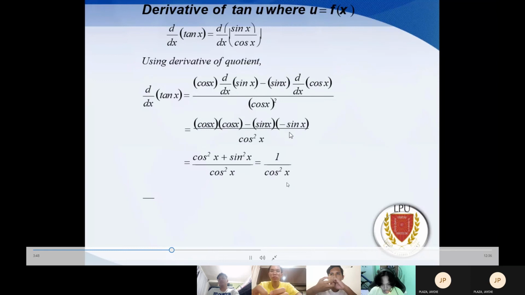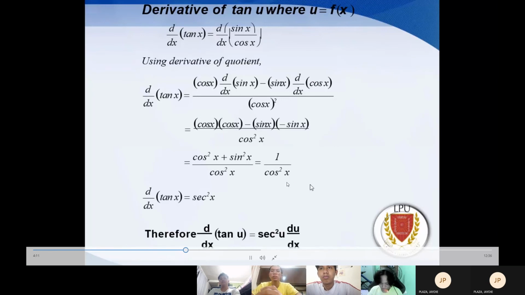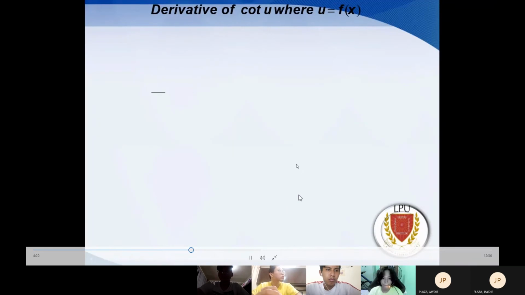And we have here cosine squared x plus sine squared x all over cosine squared x. From the squared identities, this is equal to 1 all over cosine squared x. And simplifying this, we have the derivative of tangent as secant squared x. So therefore, the derivative of tangent x is simply secant squared x. You can use the derivative of tangent u over dx is equal to secant squared u du over dx. Do not forget this, du over dx.